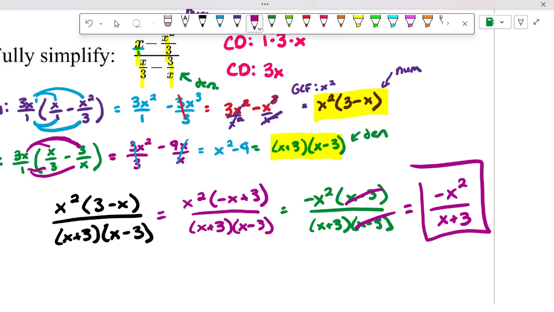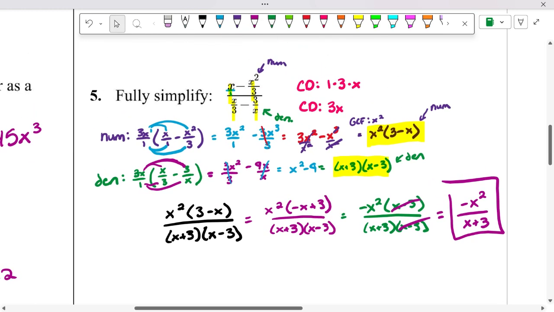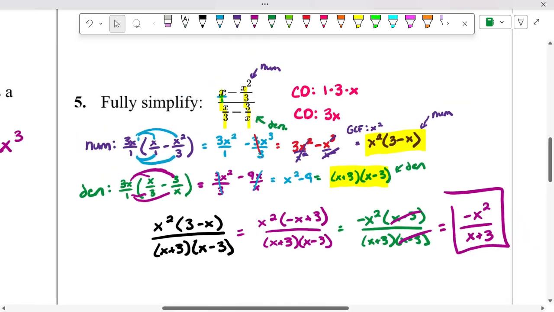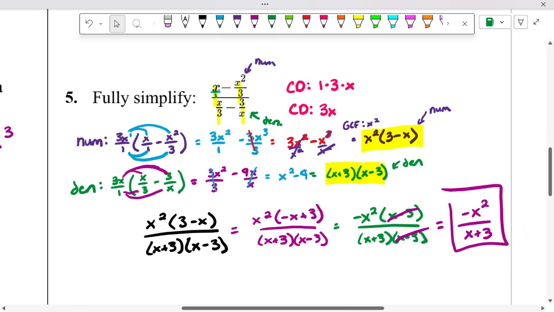All right. Any questions on this one? All right. Now, next thing you're going to do, I want you guys to try number 6 on your own. So work it out on your own. You can talk to your teammates if you like. I'm going to leave this one up as a sample.